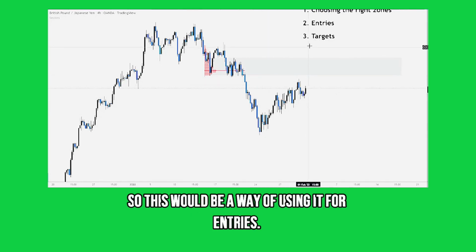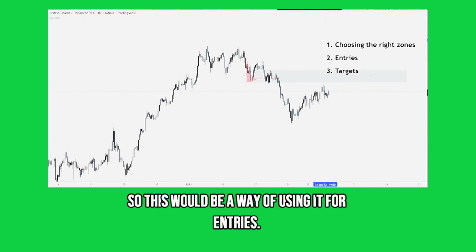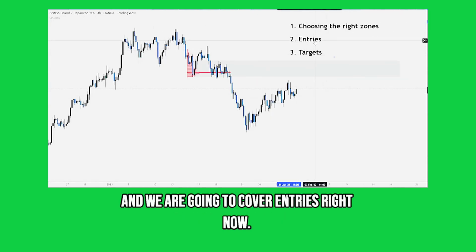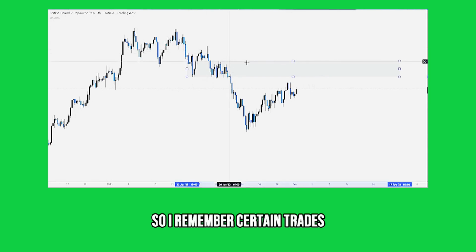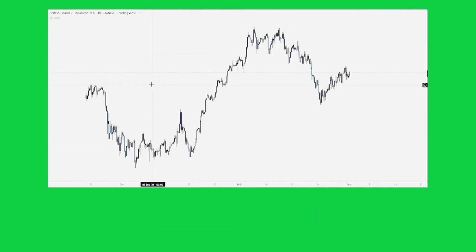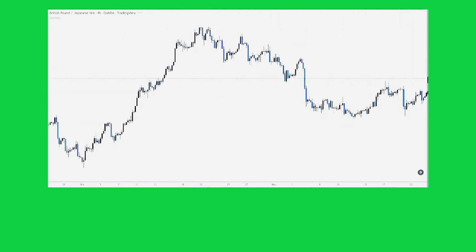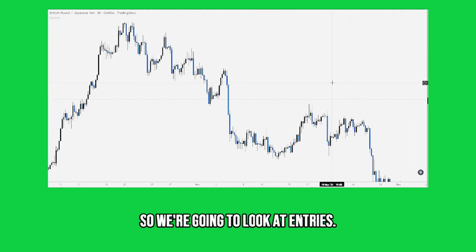So this would be a way of using it for entries. For targets. And we are going to cover entries right now. So I remember a certain trade that I took a while ago where this could be a beautiful example. All right, so we're going to look at entries.